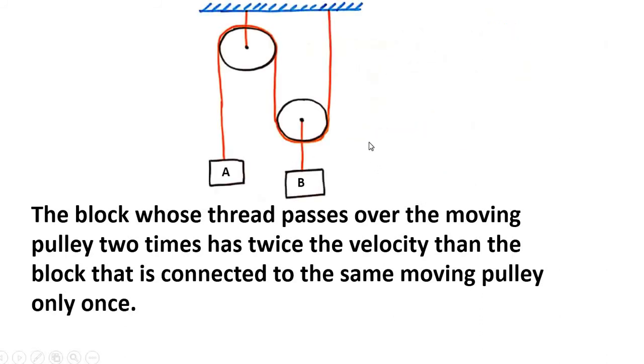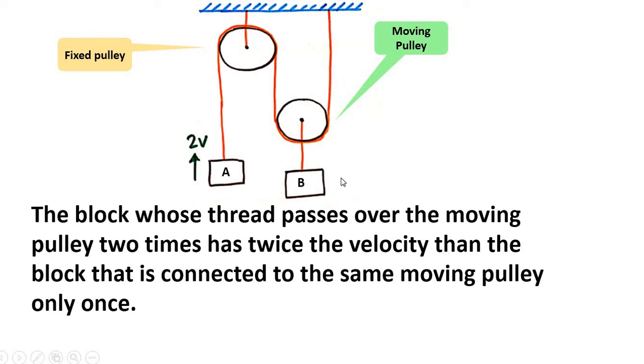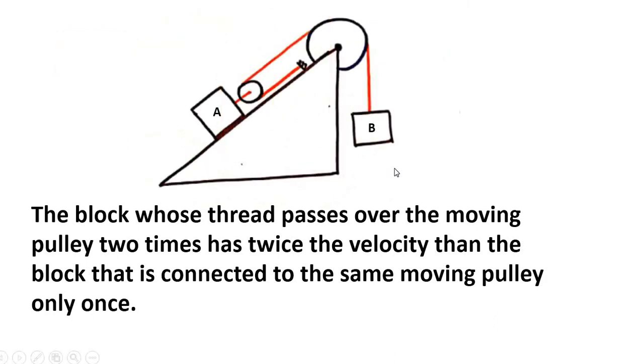In this question, look at the block A. The thread connected to the block A is passing over the moving pulley two times. Identify the pulleys. This is the fixed pulley and this one is the moving pulley. So the thread of block A is passing over the moving pulley two times. Therefore, the velocity of block A must be 2v and the velocity of block B, whose thread is connected only one time to the moving pulley, will have velocity 1v. Obviously, velocity direction will be opposite. You can check it. Next question.